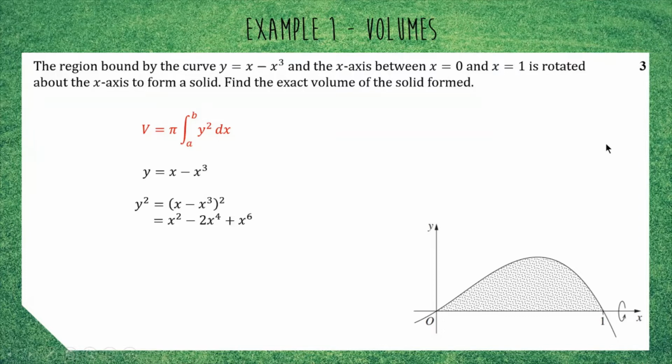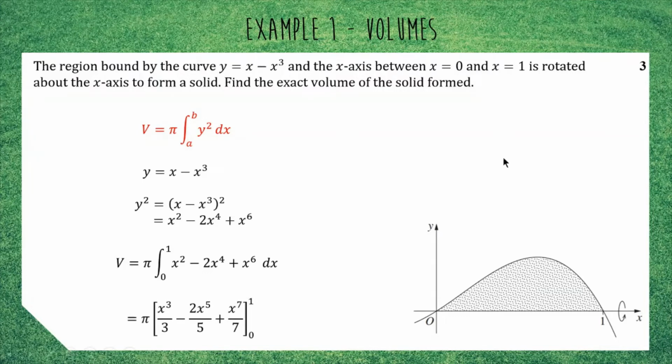Now all we need to do is integrate this from, like I said, 0 to 1, the two limits where we're rotating around. This is a pretty straightforward integration. There's nothing too scary going on here. We just have to use our basic index power rules, I suppose. So x squared is going to turn into x to the 3 over 3. We're going to get x to the 4 over 5 multiplied by minus 2, and we've got x to the 7 divided by 7. Don't forget your pi out the front, because that's going to get you a wrong answer if you leave that off.